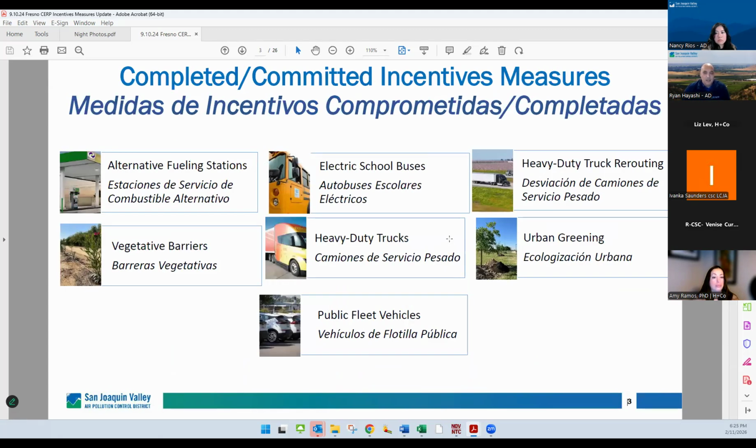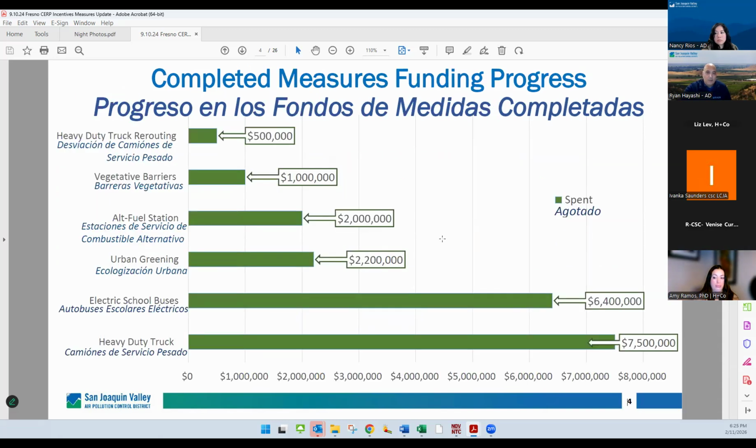There were several that we've been successful in completing the measures altogether, meaning that the entirety of the incentive funding has been committed. And for this conversation, it's focused more on the incentive side. And so here's the dollar amounts that were allocated for those specific measures that have been fully implemented. So overall, this is about $20 million in commitments that have been fully contracted and are currently either completed or in the process of being completed.